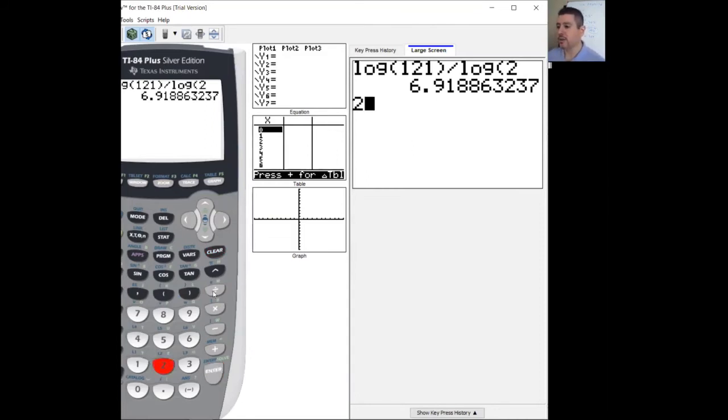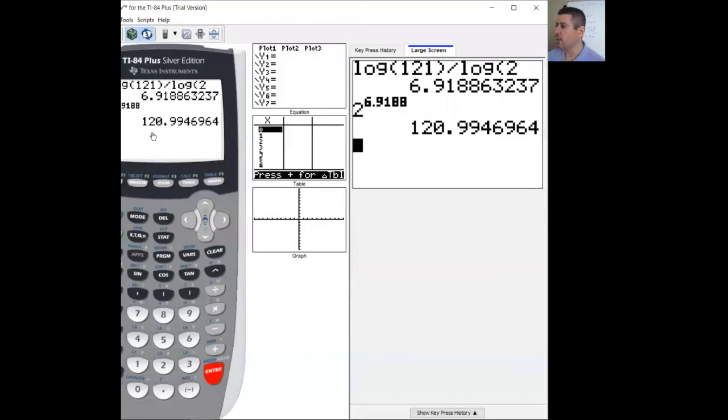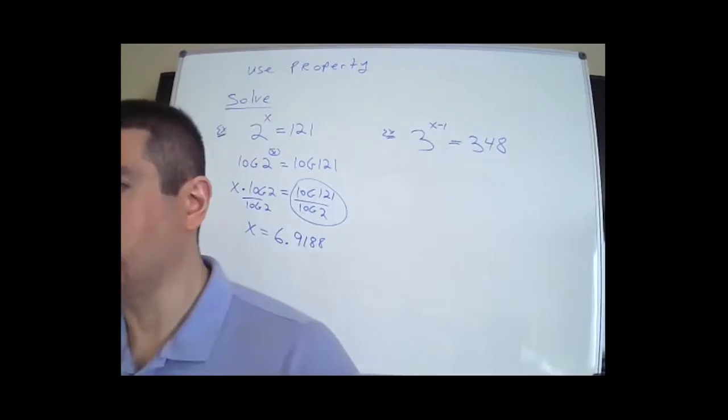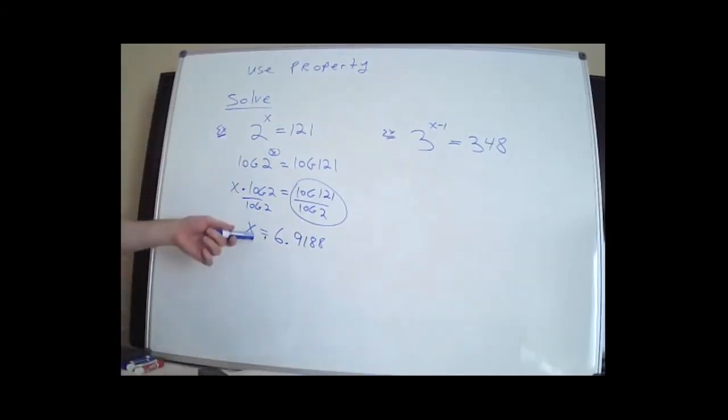Now I want to check. I want to show you something. I'm going to do 2 to the 6.9188. It's not going to be exactly 121. See how close it is? Instead of 121, it's 120.99. That's good enough. That means you got the right power. Okay, so I know that I did that question right.